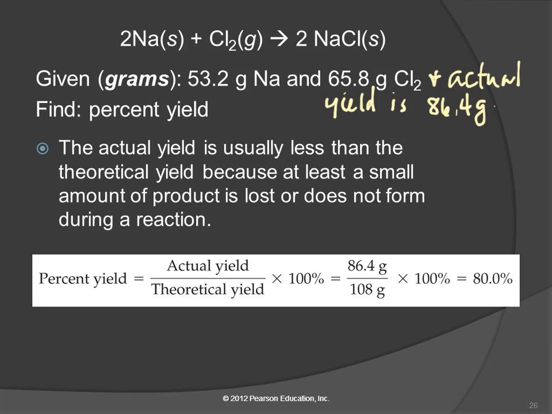We've already calculated the theoretical yield. So the theoretical yield that we calculated on the previous slide goes in the bottom, 108. This actual yield is just handed to us. And so we take 86.4 divided by 108, multiply by 100%, and we get 80%. So the percent yield is 80%.